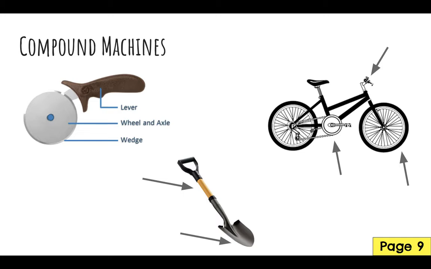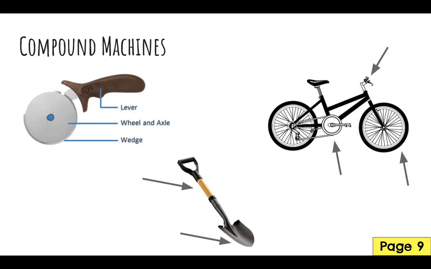Let's move on to number 2. This is on the next page. Number 2 says, what are the simple machines found on a shovel? You should be able to get this one because we've talked about it at least 3 times throughout this week. We learned about a shovel once when we were learning about a lever.